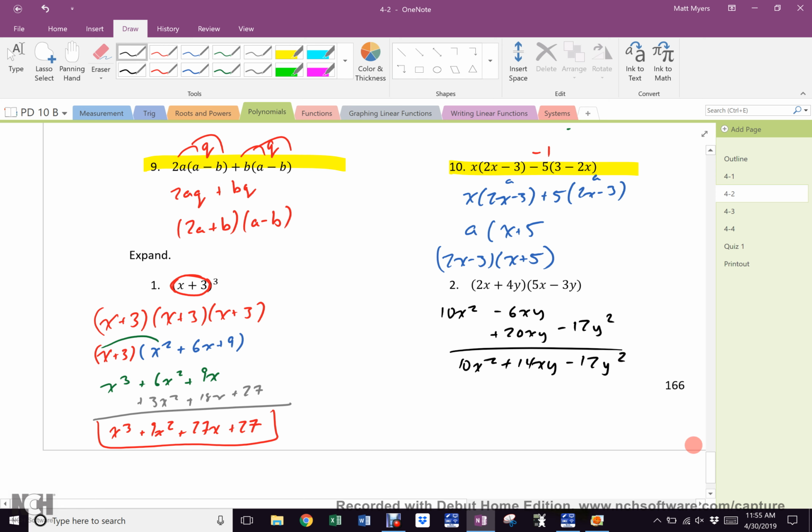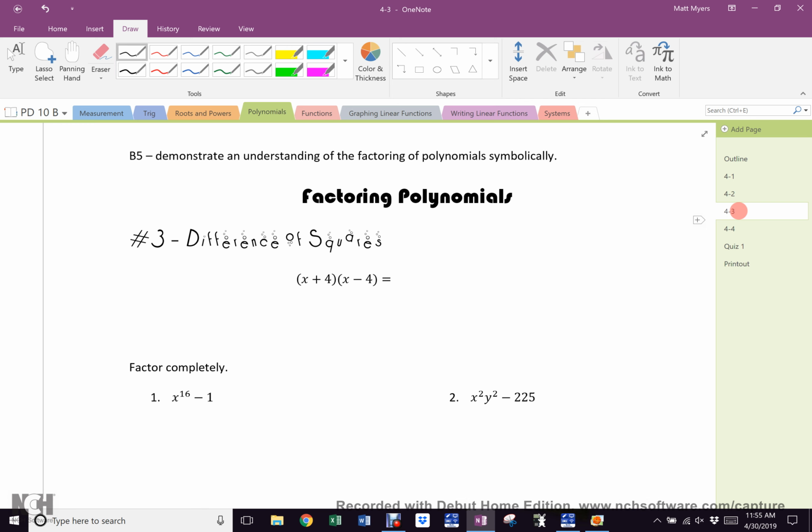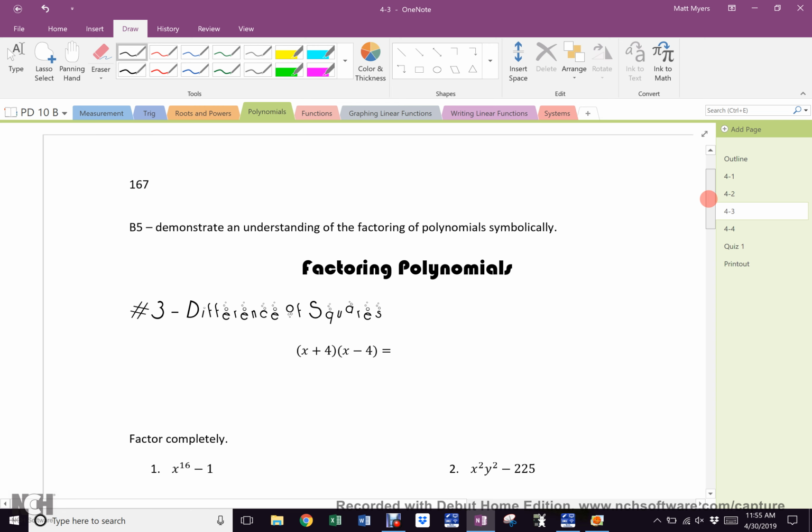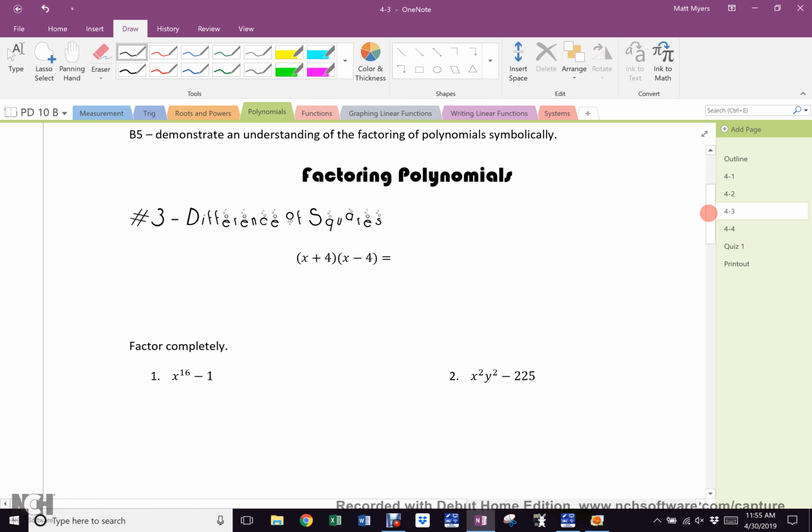Is everybody good with the first two kinds of factoring? Yes? What are those two kinds of factoring? GCF and trinomial factoring. Yeah? Okay. Turn the page over to whatever page we are on, 167. You already know how to do this one.